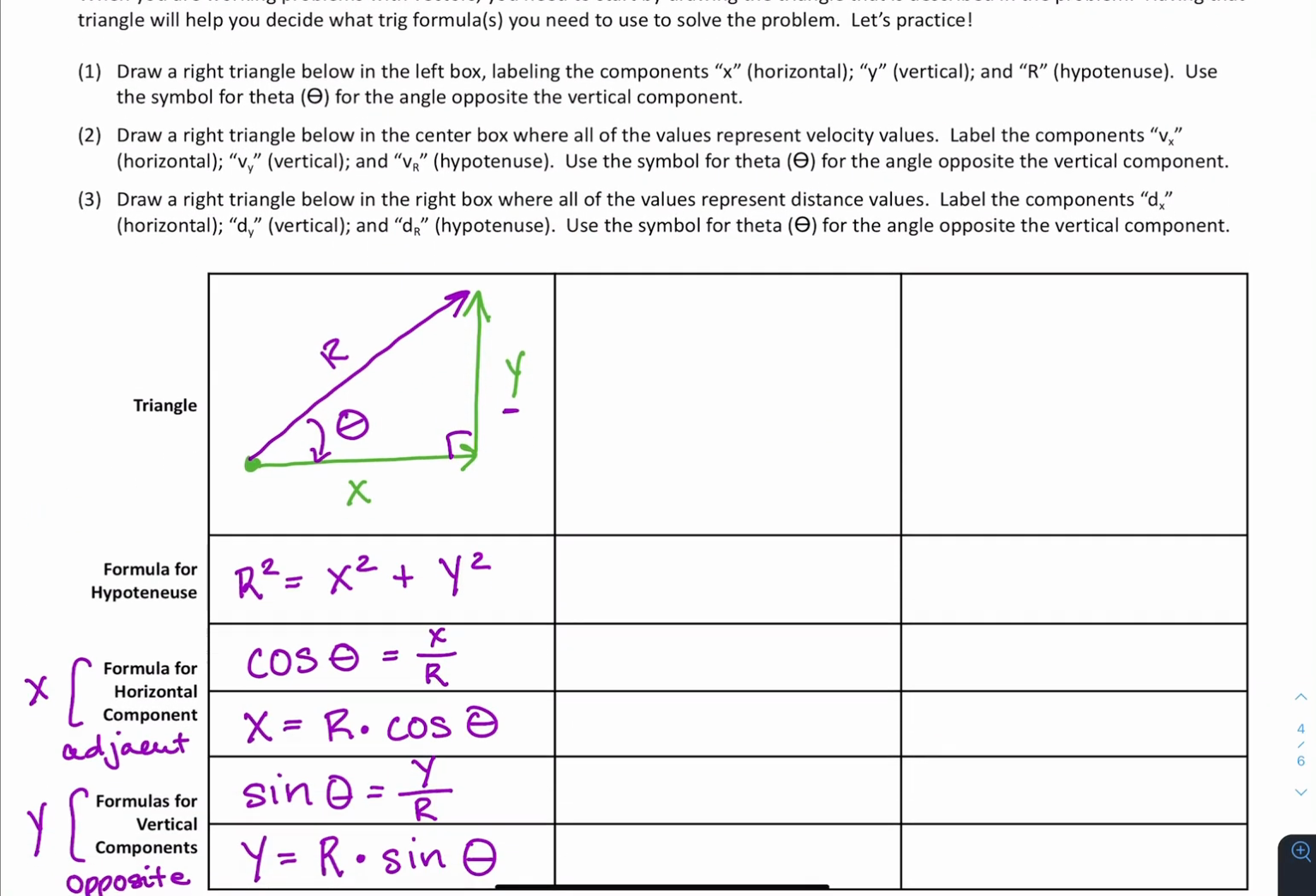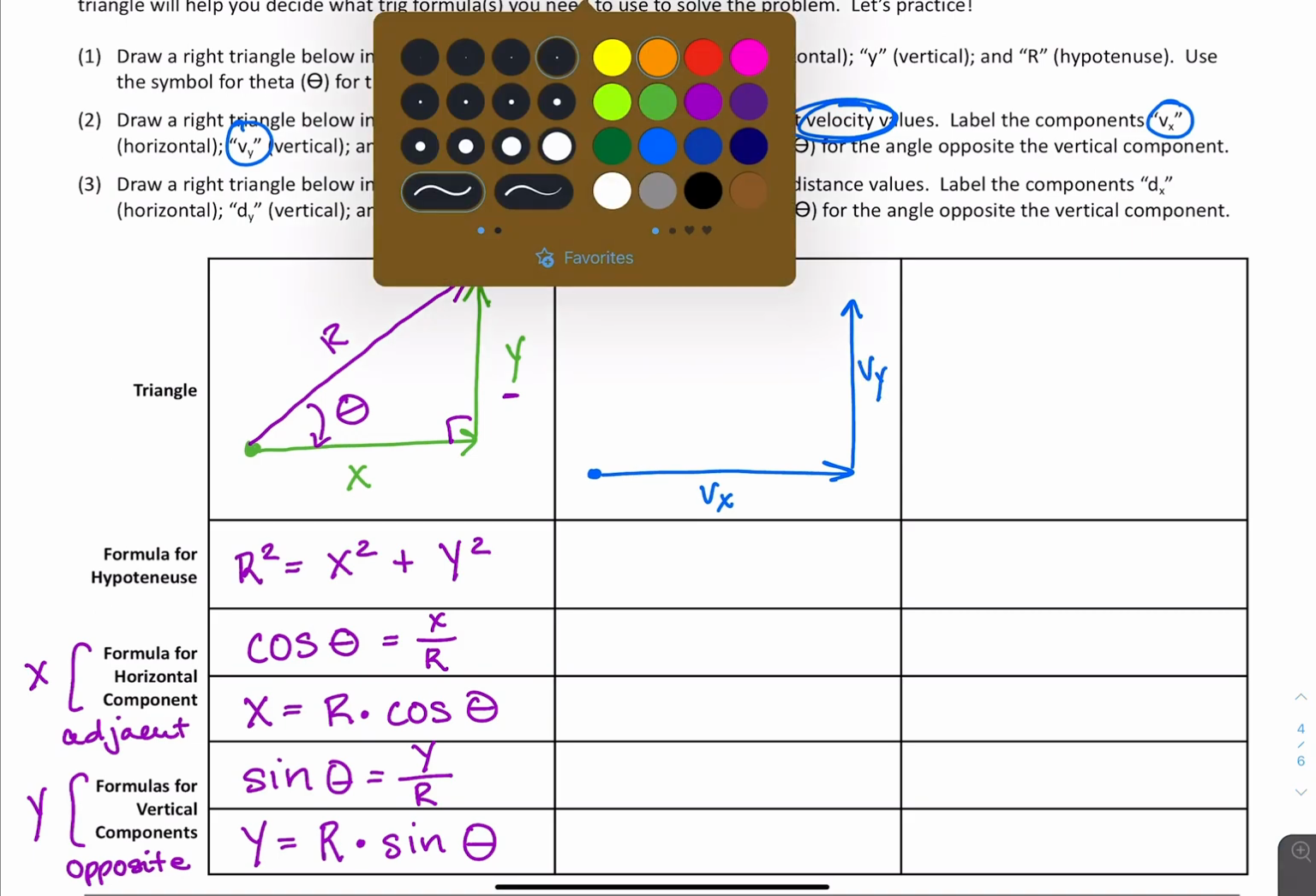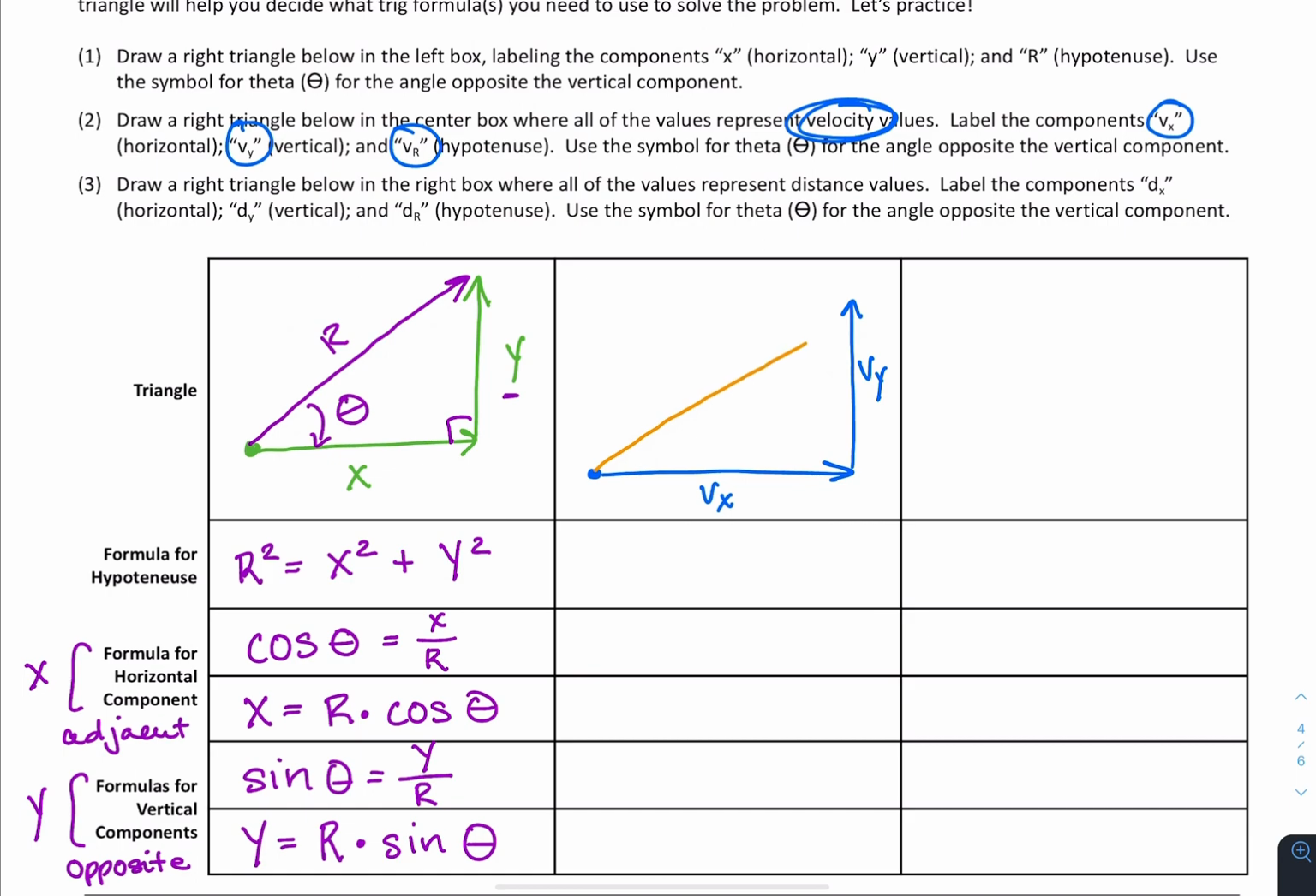Now we're going to do another triangle. We'll go back up to number 2. We want to draw a right triangle in the center box where the values represent velocity values. So we're going to label our components, instead of x and y, vx, vy, and then vr for our hypotenuse. So here we go. This is vx. This is vy, and then our hypotenuse, let's go orange, is going to be vr.